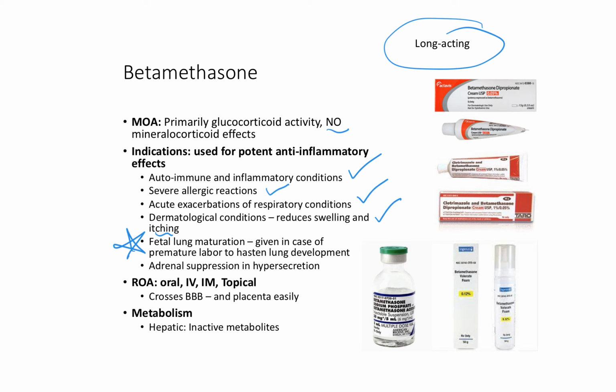Something special about this is if there's a case of premature labor, betamethasone can be administered in the case that we would want to hasten maturation of the fetal lung. So betamethasone is used in that special condition for premature labor and maturation of fetal lung development. It can also be used like dexamethasone in adrenal suppression in hypersecretory states because of HPA suppression. It can be given orally, IV, IM, and topically.